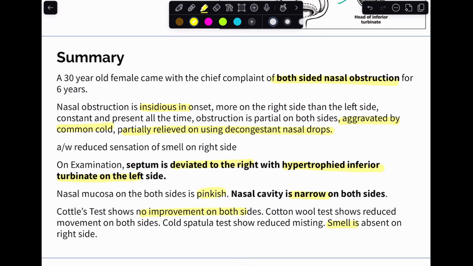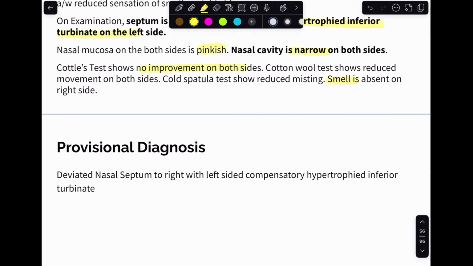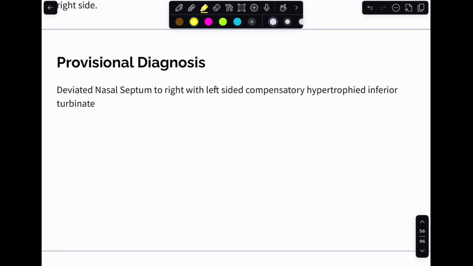Now, what is our provisional diagnosis based on all of the things that we have seen so far? Our provisional diagnosis is a case of deviated nasal septum to the right with left-sided compensatory hypertrophied inferior turbinate. So that's what our provisional diagnosis is, and this is exactly how you should mention it.